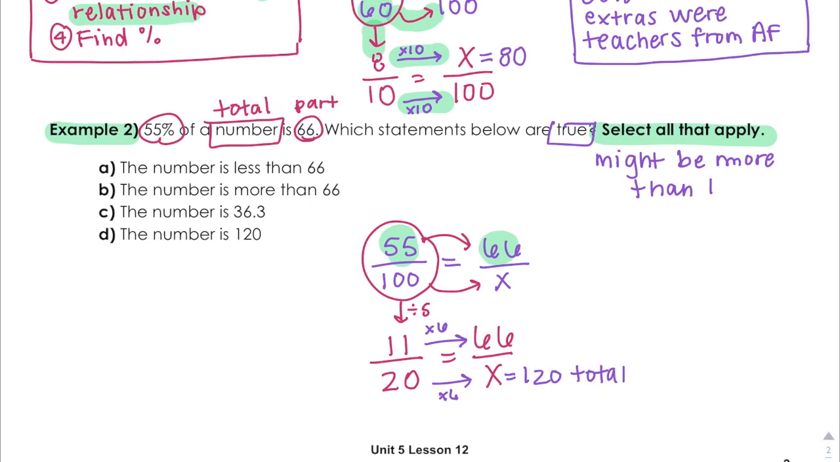So let's go back and look at our answer choices. The number is less than 66. Well, we just figured out the number was 120, so that's incorrect. The number is more than 66. Well, 120 is more than 66. The number is 36.3. Incorrect. And finally, the number is 120. D. That is correct. All right, hopefully you guys got B and D.